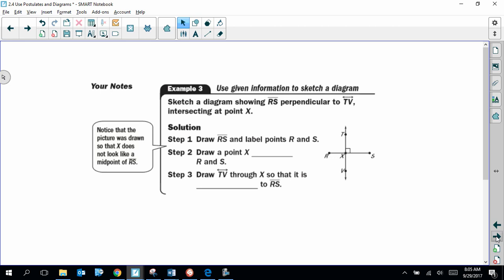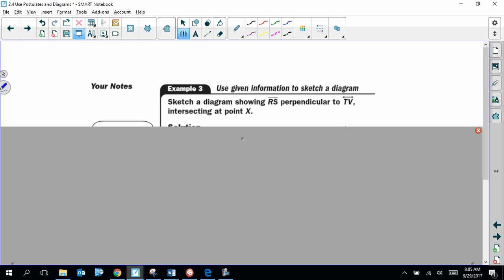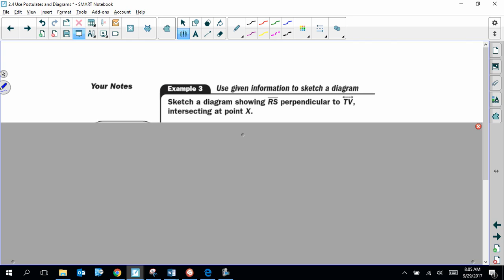Now this next example here, I'm not a real big fan of the example because they're essentially just giving you everything that you need anyway. Sketch a diagram showing RS perpendicular to TV intersecting at point X. So imagine that you didn't have that. So sketch a diagram using segment RS to be perpendicular to line TV intersecting at point X.